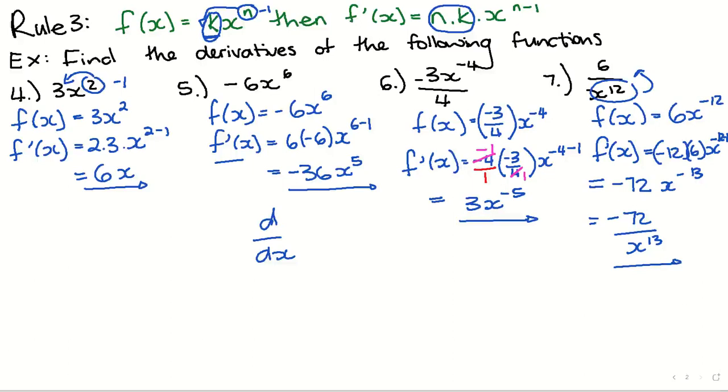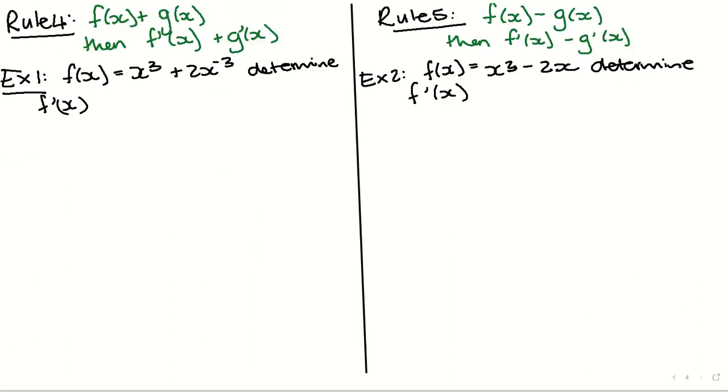Cool, we're going to move on to rule 4. I hope you guys copied this down and I hope you understood it. Okay, welcome to rule 4 and rule 5. We call rule 4 the sum rule and we call rule 5 the difference rule. And basically what it's saying is that if I have multiple functions added together or items with variables in it, I can just find the derivative of each one separately and then I can add or subtract depending on if I've got like terms. On this side, we're going to do the addition part of it, and this side, we're going to do the subtraction part of it. So it's really, really simple.